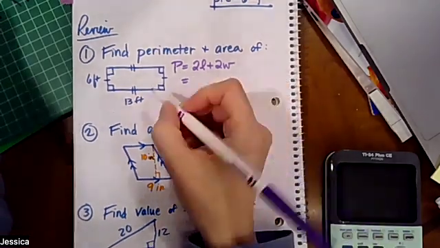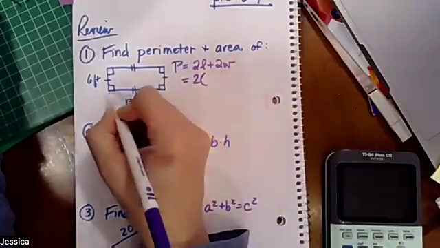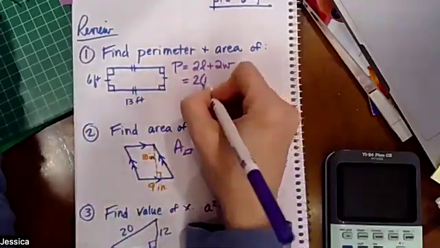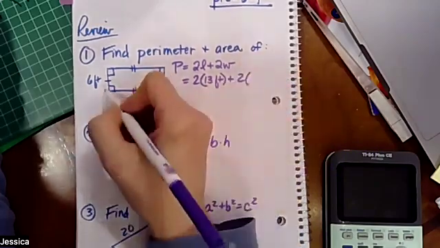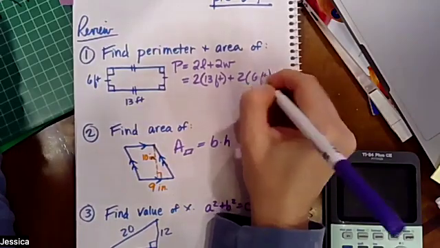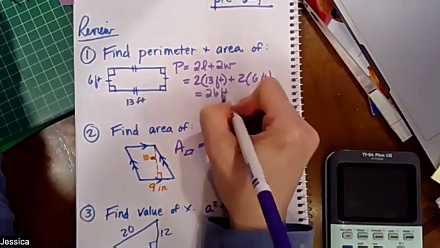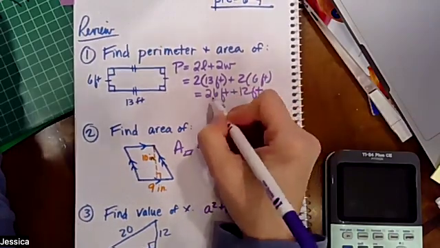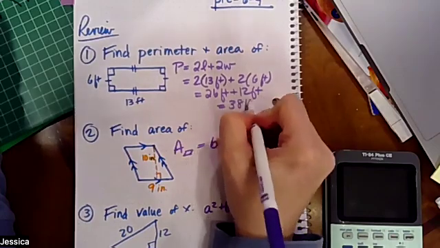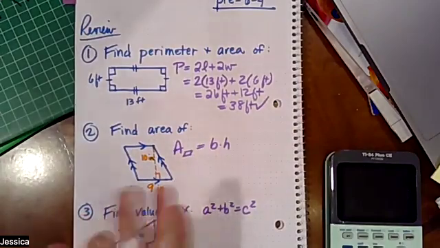Okay, so now let's check and see how well you did. 2 times the length for the perimeter, which is all the way around, is going to be 2 times 13 feet plus 2 times a width of 6 feet. So 2 times 13 feet is 26 feet plus 2 times 6 is 12 feet. Add those together, you get what? 38 feet for your perimeter. So if you got that, give yourself a check mark and nice job.